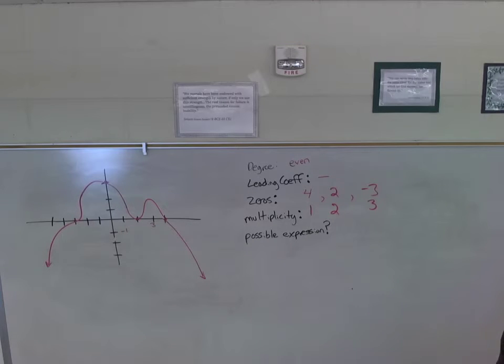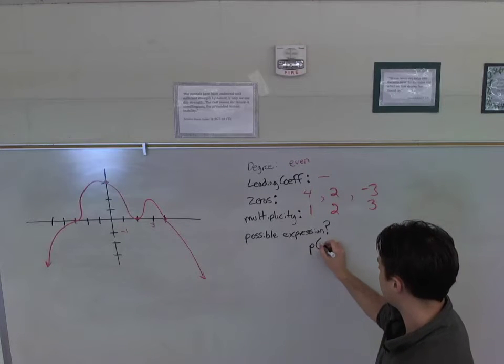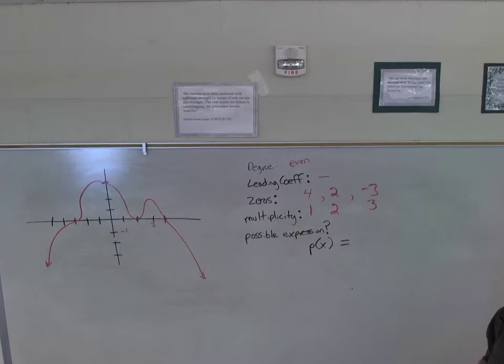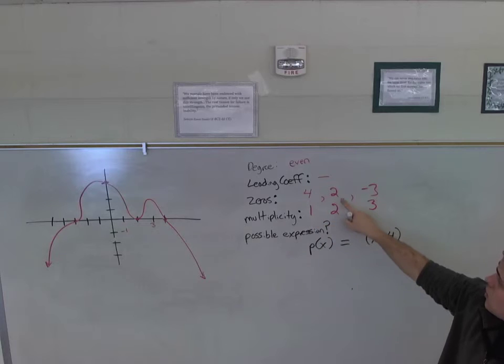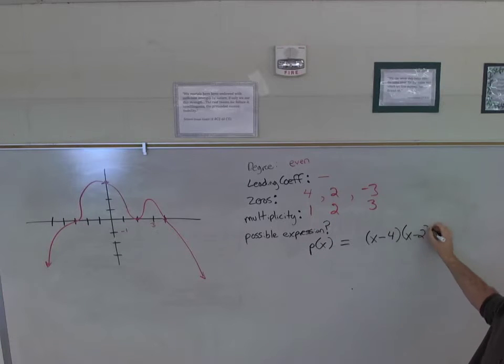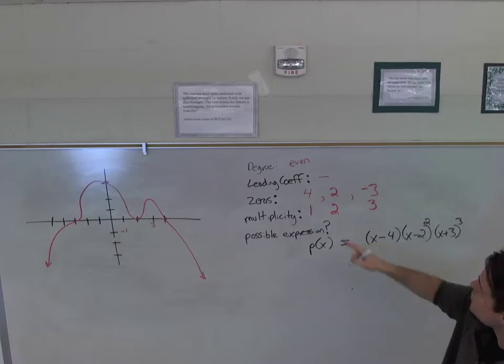Okay, possible expression. Let's do that. So let's give it a name. Call it polynomial of x. Let's see, so how's that going to go? We did this on the quiz too, right? X, and that happened once. X plus -2, and that happened twice. And then X plus 3 cubed. There we go. And we said this is going to be negative.